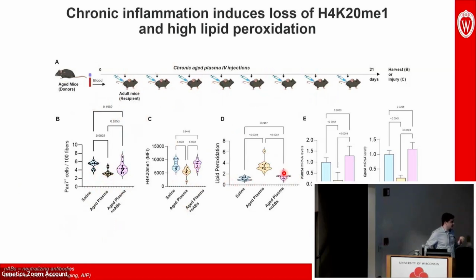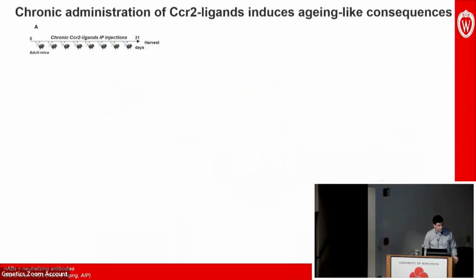We kind of knew that. And then it's rescued by neutralizing antibody. And even at the molecular level, intracellularly in those muscle stem cells, you can see that KMT5A is actually pretty suppressed or silenced in response to that chronic treatment, which is also rescued, as well as GPX4 expression. So there was kind of a causal link here between chronic inflammation and the regulation of ferroptosis in those mice.